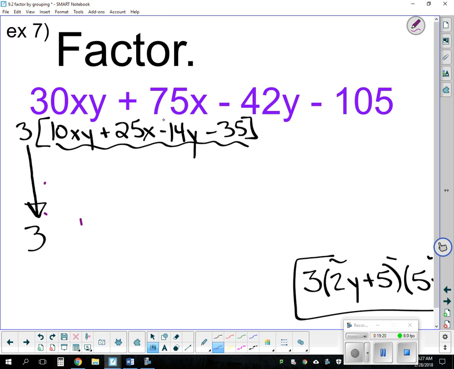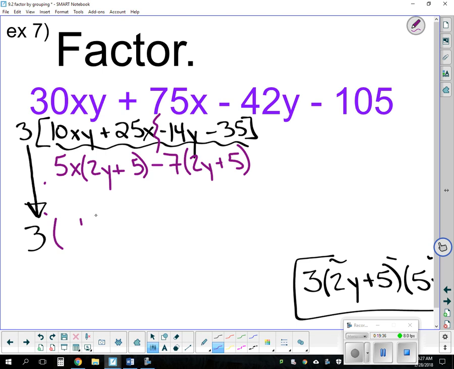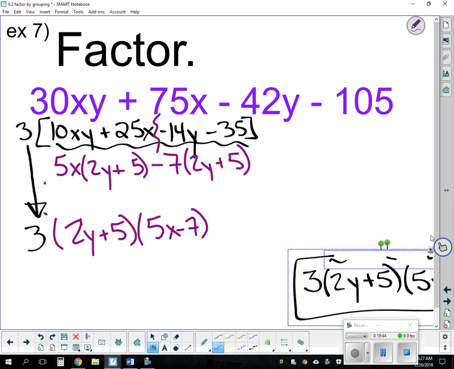So there are 4 terms, so I'm going to do grouping. Now looking at it this way, my GCF is 5x. That leaves me 2y plus 5. And then in the back, it'd be a negative 7, which leaves me 2y plus 5. So there's my 3. Along with my 3, I have a common factor of 2y plus 5. And then I have 5x minus 7, which is in fact what we got doing it the other way.